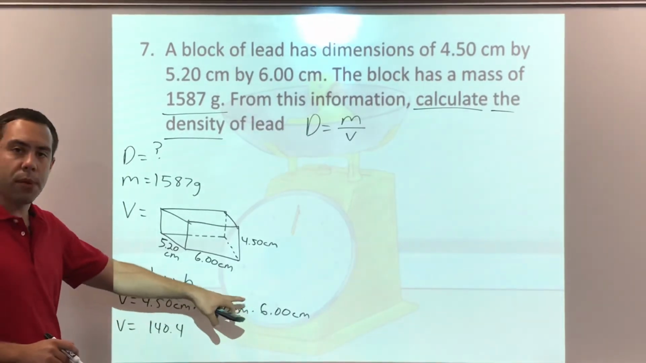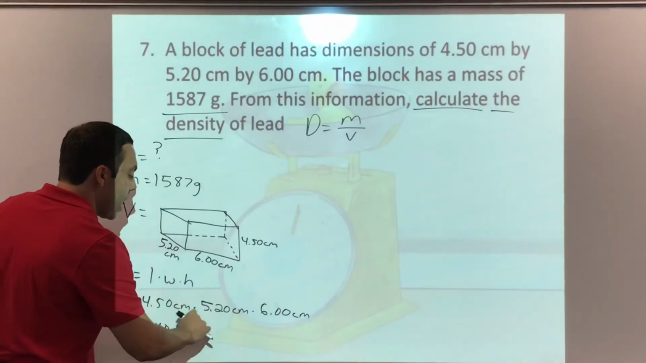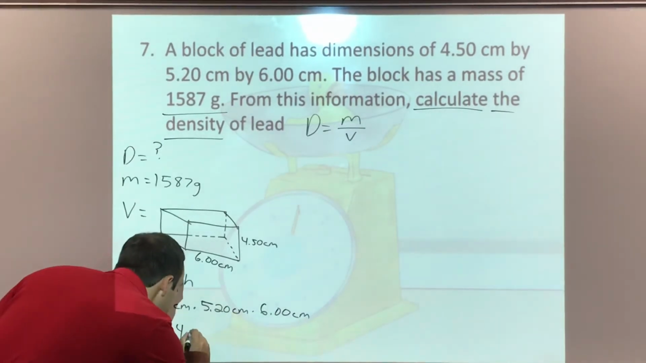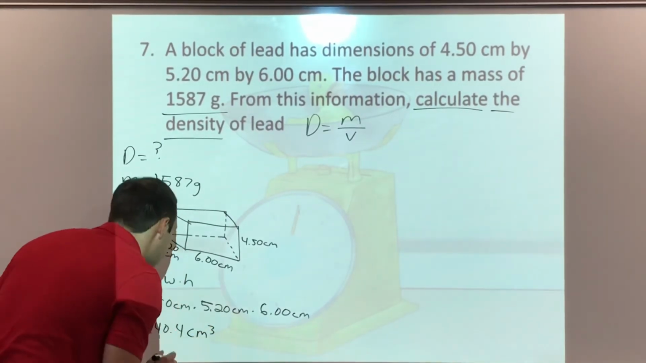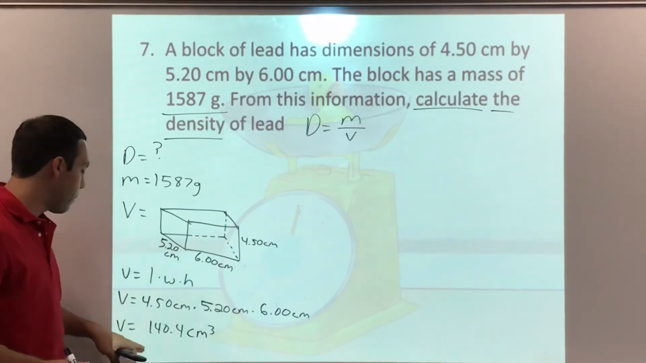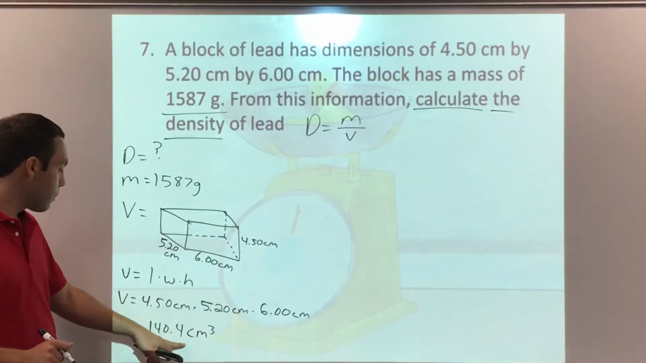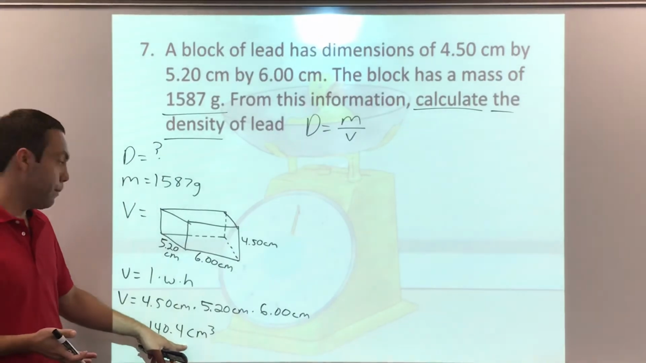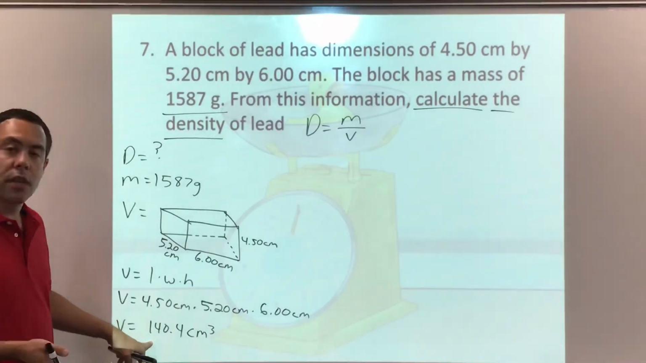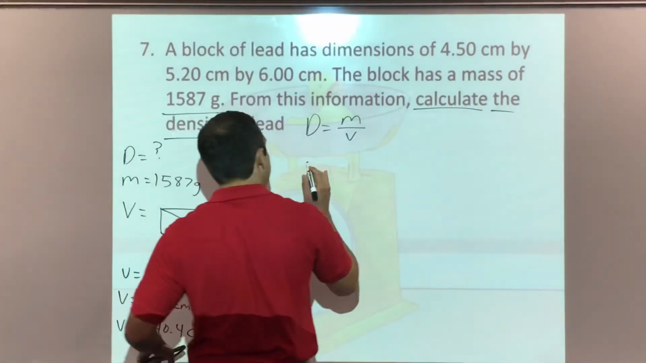That's multiplying the numbers. We also have to multiply the units. Centimeters times centimeters times centimeters is cubic centimeters, or centimeters to the third power, how it's written. So now we have all of our information. We have the mass and we have the volume. Now we find density.